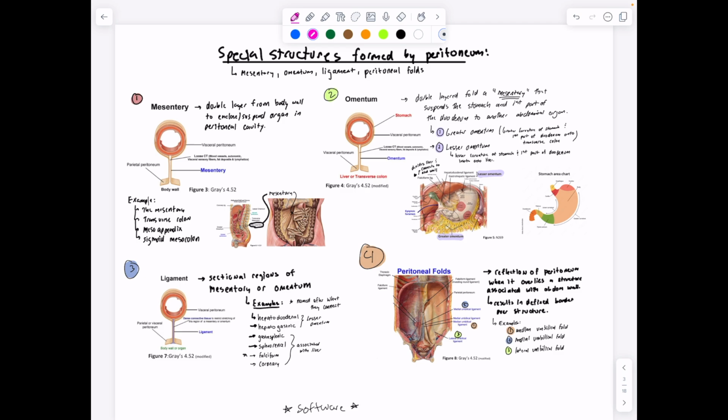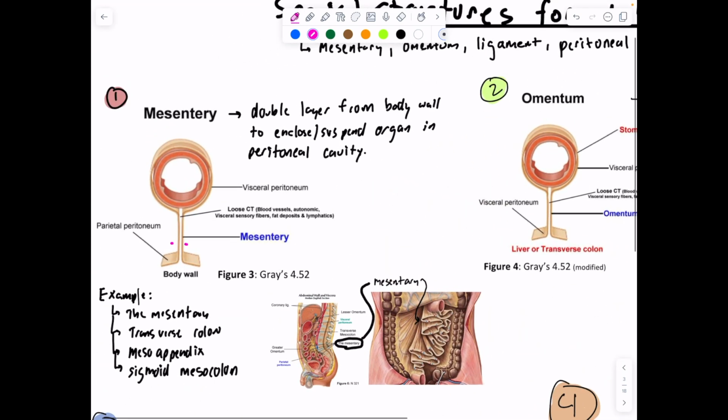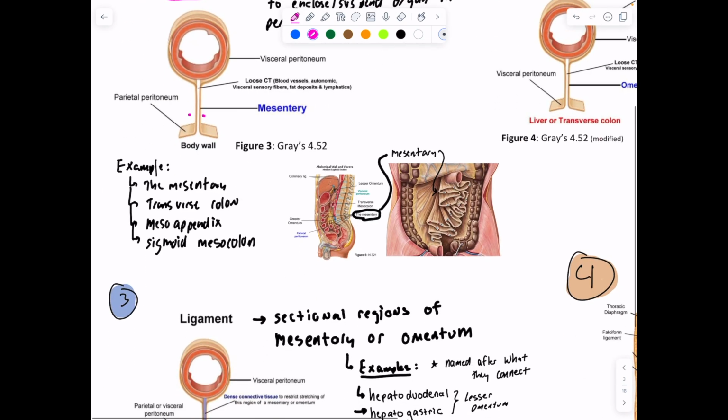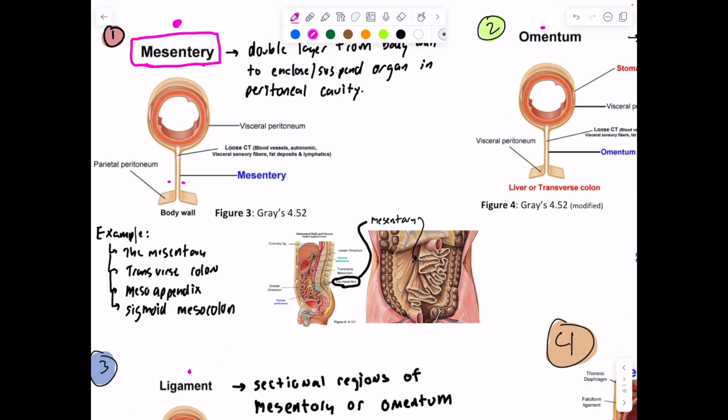All right, so special structures formed by the peritoneum. So we know the peritoneum is a simple squamous single layer, but we'll actually have the single layer fold back on itself and form double layers. And so our first special structure is the mesentery. And so this is the special structure, and then the other ones are basically versions of that. So omentum is a version of mesentery, and the ligaments are specific parts of mesentery. If you're like, oh, I'm pointing to that piece of mesentery, that's a ligament. I'm pointing to that piece of omentum, which is a form of mesentery, that's a ligament.